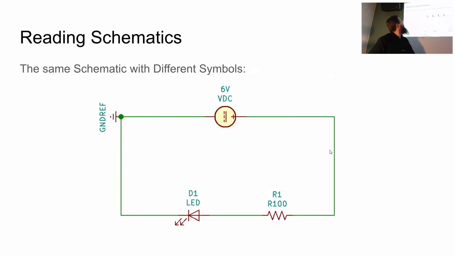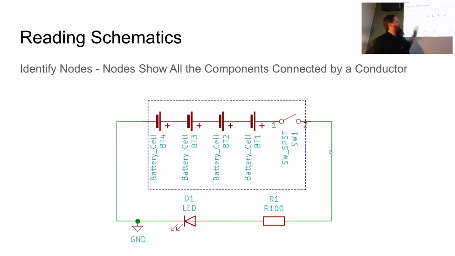Oh, whoops, I went too far. Okay, so the next thing I want to cover is called nodes. And a node is just a fancy way of saying these parts of the component are connected by a conductive material. In our case, a wire. So there are three nodes in this schematic.